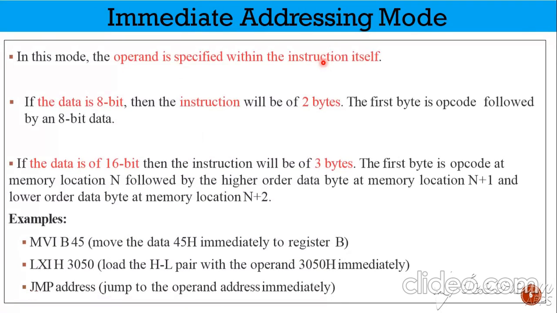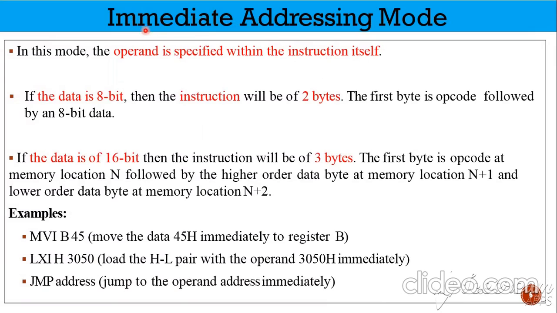Then comes immediate addressing mode. In immediate addressing mode, the data required to be operated on, or for the instruction to be executed, will be specified in the instruction itself. An example is MVI B, 45. That indicates the hexadecimal number 45 has to be moved to register B. That is, the data is directly specified in the operand. The operand is specified within the instruction itself.